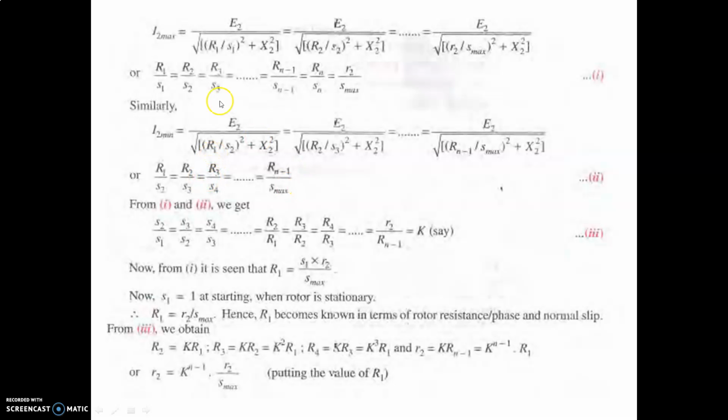So these equations are equated. Here also the equations are equated. So here you are writing R1 by S1 equal to R2 by S2 and so on, equal to finally R2 by S max. And from this particular equation, R1 by S2, R2 by S3, etc. up to Rn minus 1 by S max. So from this equation, by knowing the number of steps, you can calculate the step resistances finally.